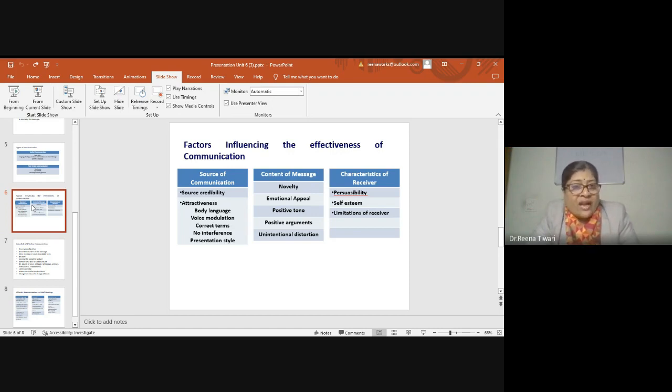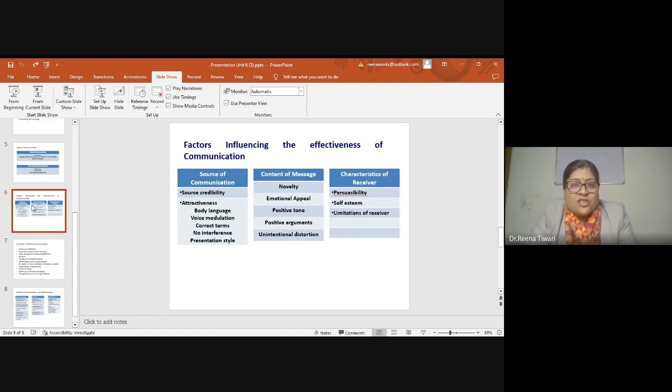Another thing is the attractiveness of the message. And attractiveness of the message also depends upon the person who is communicating, the source, the sender, the initiator of the message. If the body language is very positive, if he or she has voice modulation, and the terms are spoken in a very correct way, there is no interference or sound from anywhere, and the presentation style is very interesting, we intend to listen to that message and understand it very easily. So the source of communication is very important.